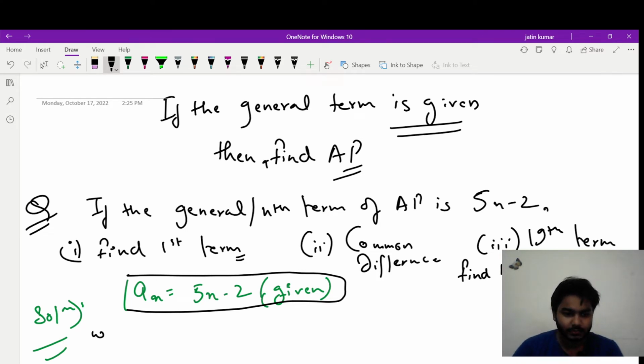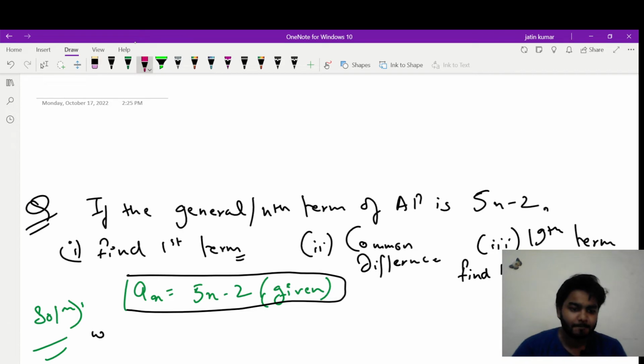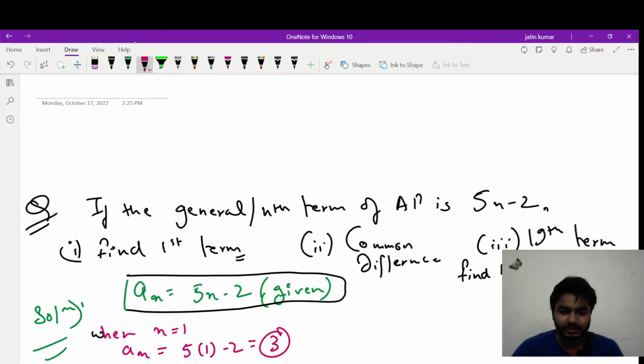So when n is 1, then an will be, put 1 in the value of n, 5 into 1 minus 2, so 3 is the answer. So 3 will be the first term. You have found the first term.